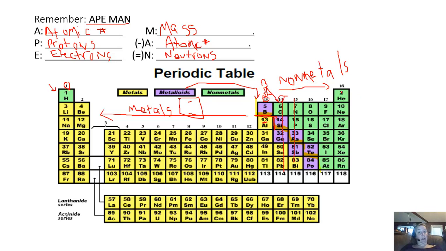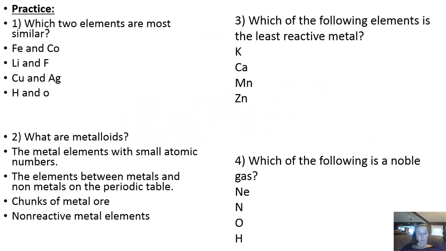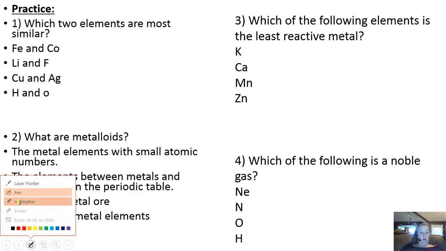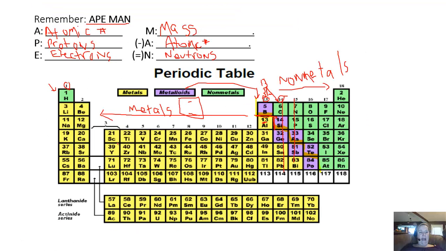Which 2 elements are the most similar? So what am I going to highlight here? I highlighted the 2 elements that are the most similar. Similar means that I am dealing with my groups. I know that elements that are in the same groups have the same reactivity. They have the same chemical properties. So let's look for iron and cobalt. Let's go back to our periodic table. Iron is right here, and cobalt is right next to it, elements 26 and 27. They're on the same period, but they are not on the same group. So I'm going to put a P there, and I'm going to mark that out.